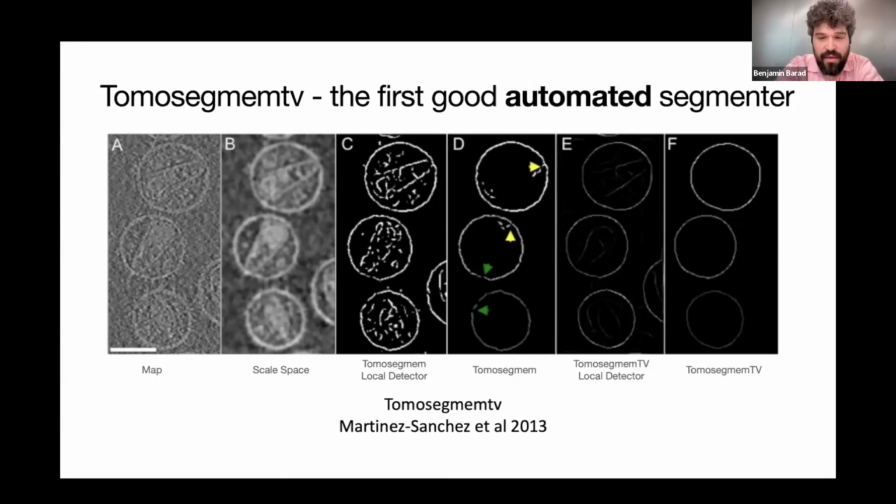And then the really special thing that they're doing, the reason it's called TomoSegMemTV, is that they do a tensor voting step where they sort of know that membranes should be roughly flat when they're right next to each other. They should have the same orientation. And so it's able to deal with a lot of the little bits of dust that you can see here by iteratively doing this processing. So this was a really powerful innovation.